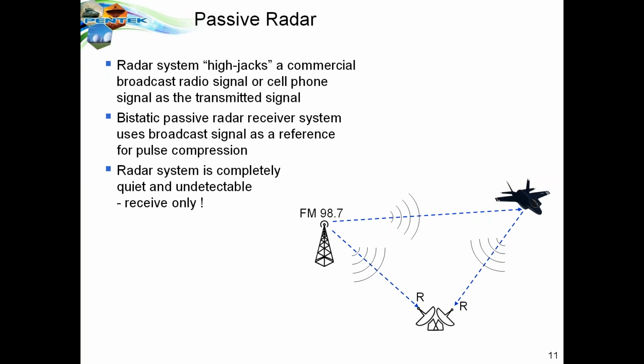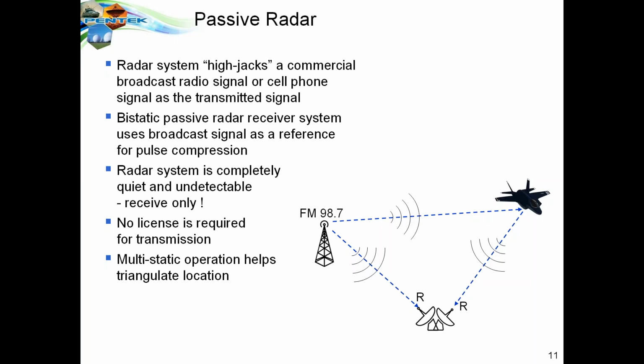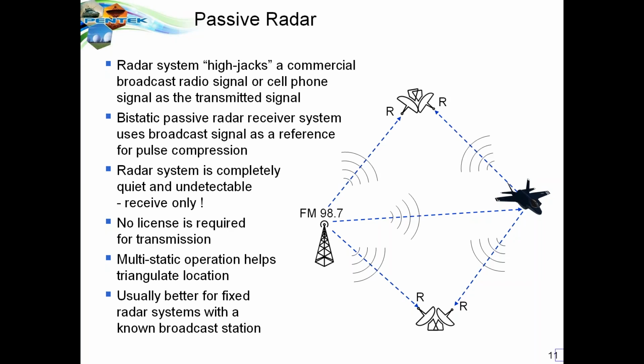The nice thing about passive radar is that it's completely quiet and undetectable. It is, after all, a receive-only system. The transmitter is always operating. There's no license required for the transmission, and the multi-static operation allows you to add another antenna or multiple antennas to do triangulation of the return pulses using the same common reference pulse that's coming from, in this case, the FM station. Passive radar is usually better when you have a fixed radar system that's known, with a good quality, reliable transmit station.